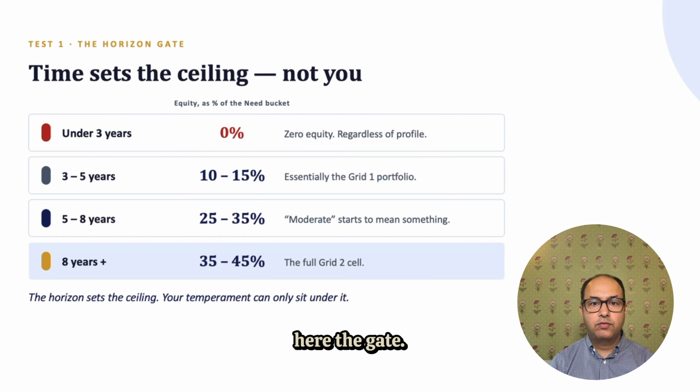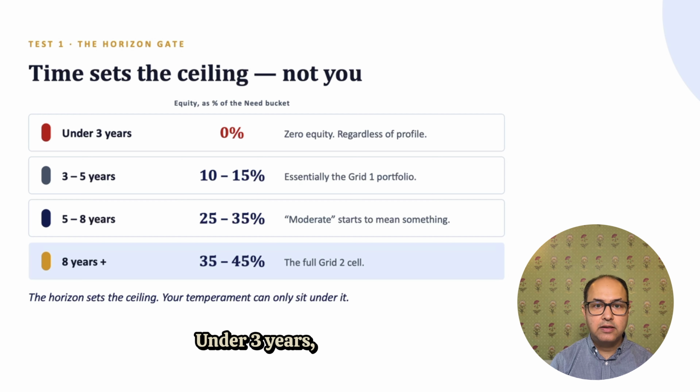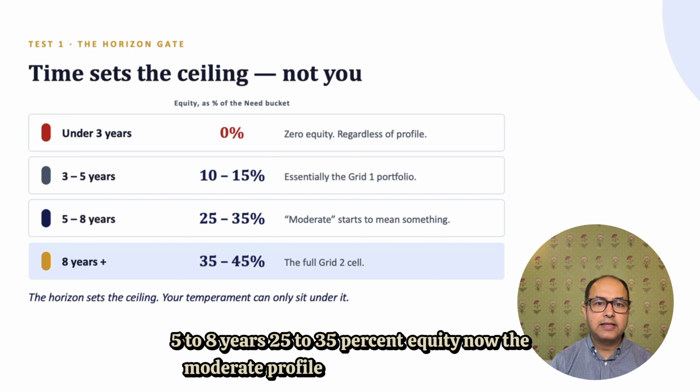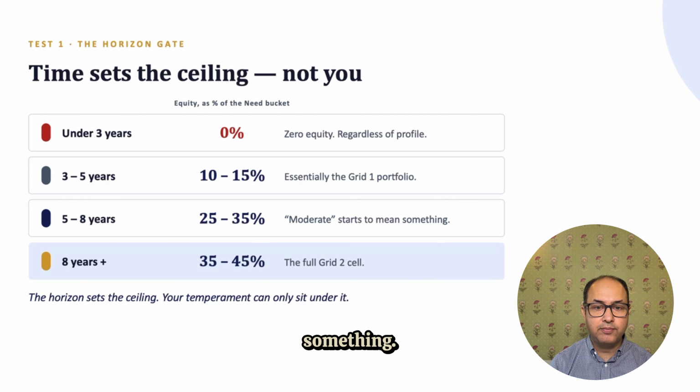Here's the gate. 4 bands. Under 3 years, 0 equity. 3 to 5 years, 10 to 15% equity maximum. This is essentially the grid 1 portfolio from last video. 5 to 8 years, 25 to 35% equity. Now the moderate profile starts to actually mean something. 8 years or more, 35 to 45% equity.